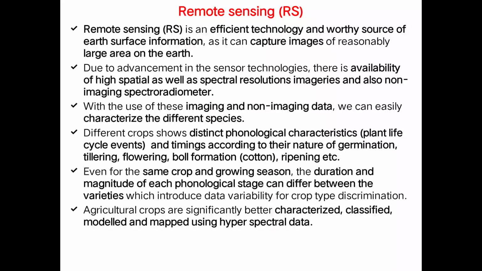Even for the same crop or growing season, the duration and magnitude of each phenological stage can differ between varieties, which introduces data variability for crop type discrimination. Then agricultural crops are significantly better characterized, classified, modeled and mapped by using hyperspectral data.